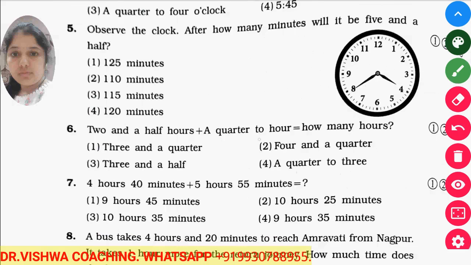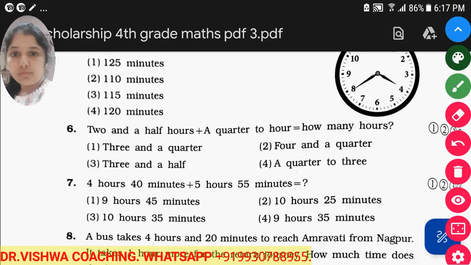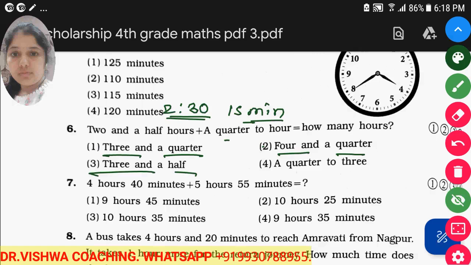2.5 hours plus quarter to hour is equal to how many hours? Now see, 2.5 hours means 2:30 and quarter to any hour means 15 minutes. Now it becomes 3 and quarter or 4 and quarter, 3 and half or quarter to 3.